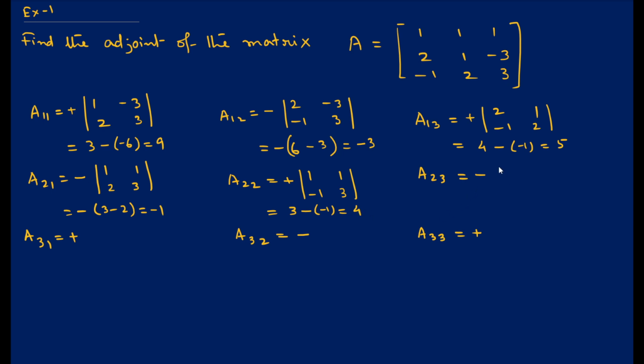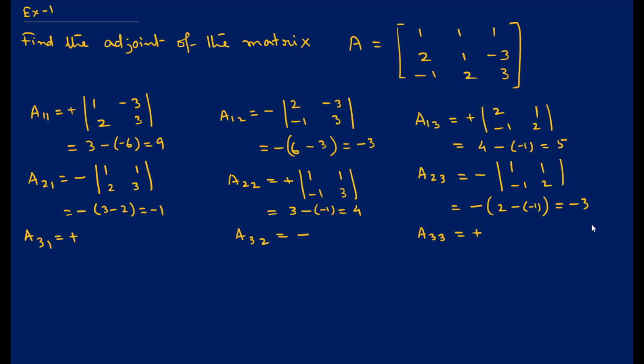Okay, this is 4. Then A23. 23 means we are talking about minus 3. So minus 3 lies in second row and third column. So delete second row and third column. So how much will you get? 1 1 minus 1 and then 2. ठीक है ना? So this particular element, this and this, yes. So minus, now it is 2 minus minus plus 1, so you'll get minus 3. Okay, so these are the first 6 cofactors.